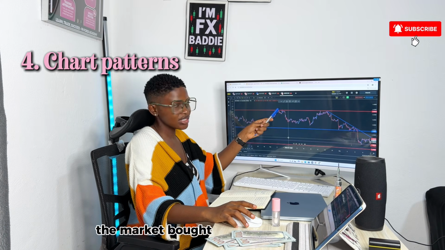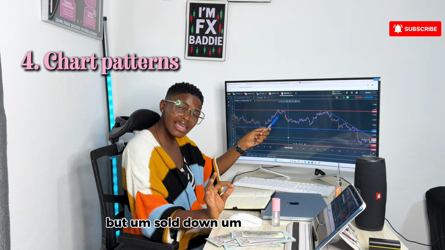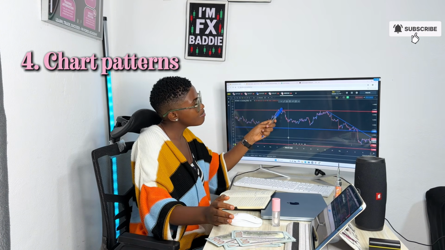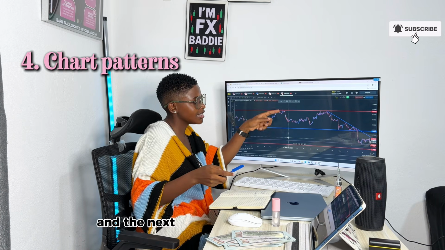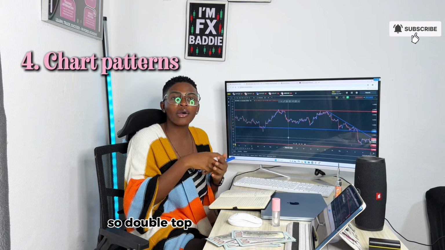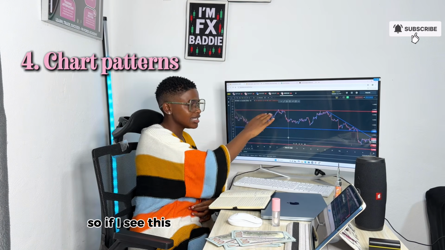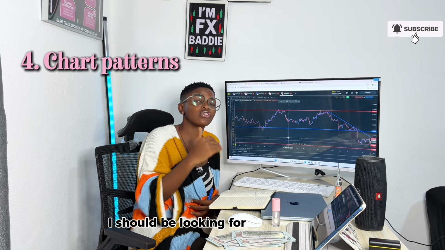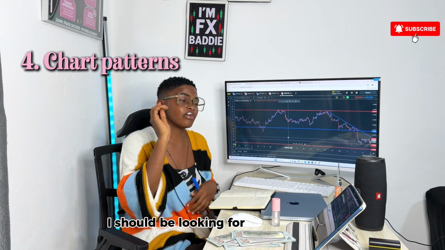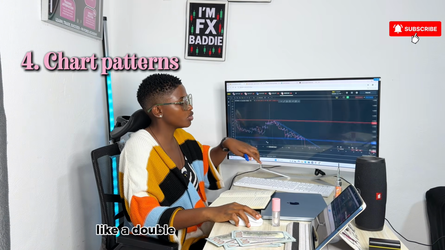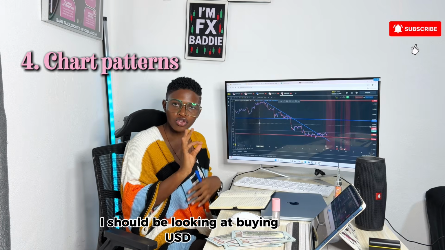The market bought from a high, sold down a bit, bought up, and respected this previous high, and the next thing it's coming down. So a double top forms the M pattern, right? If I see this, I should be looking for sell opportunities. If I see a double bottom, I should be looking for buy opportunities, like the double bottom I see here. So for this coming week, I should be looking at buying USD CAD.